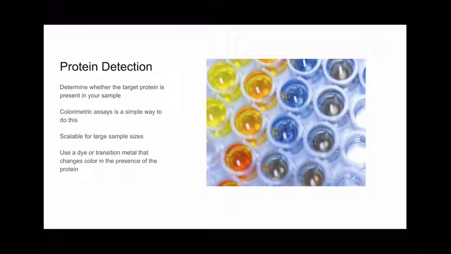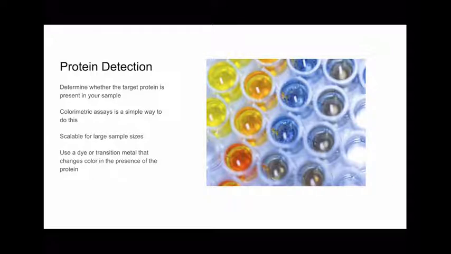Having successfully isolated your protein, now your goal is to quantify your protein and identify its presence or verify that you have isolated your desired protein. So, if you just want to figure out whether your protein is there in the sample, a colorimetric assay is commonly used. These involve a dye or a transition metal that changes color in the presence of the protein. By making a standard absorption curve for the protein using known quantities of the protein, you can determine the concentration in your sample by comparing absorbance values to those on the standard curve.